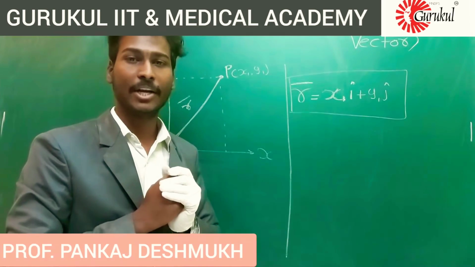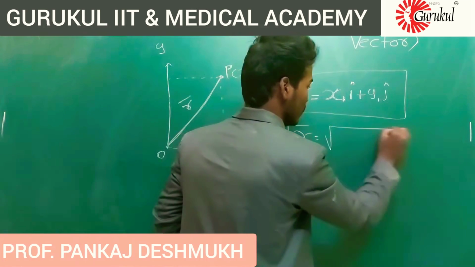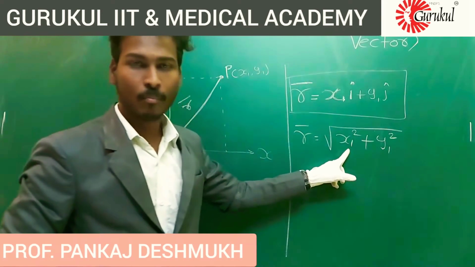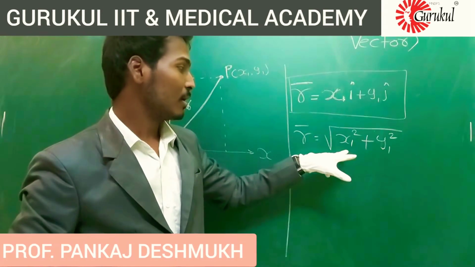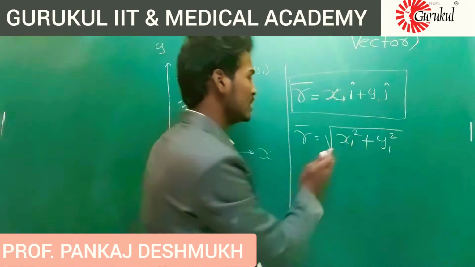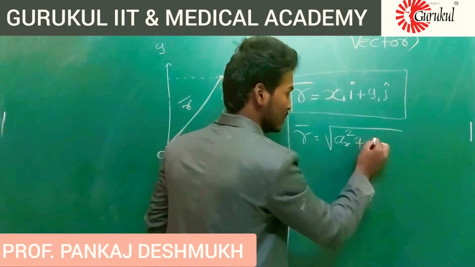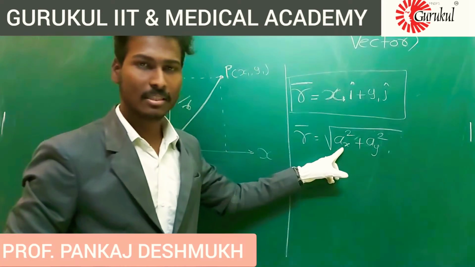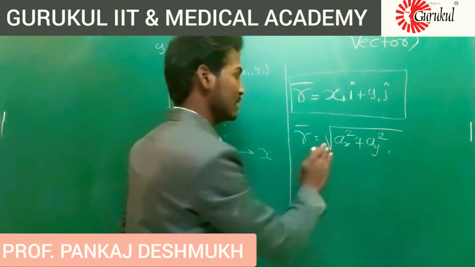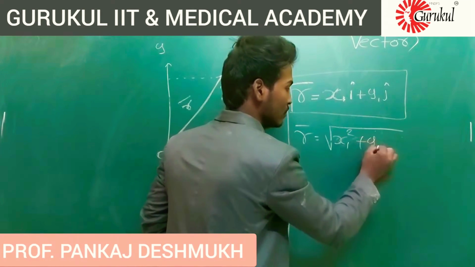So how to find the magnitude of the position vector? We have the magnitude of r bar equal to the square root of x1 square plus y1 square, that is, x component square plus y component square, or distance on x-axis square plus distance on y-axis square. Sometimes in some books they represent this as ax square plus ay square. This is also the same thing, the distance on the x-axis and the distance on the y-axis. Generally most of the time we use x1 square plus y1 square.